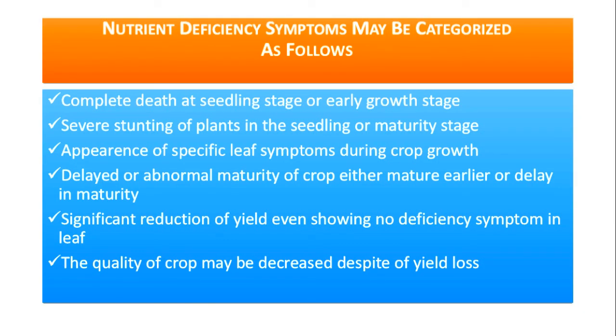Nutrient deficiency symptoms may be categorized as follows. Number one, complete death at seedling stage or early growth stage. Severe stunting of plants in the seedling or maturity stage. Appearance of specific leaf symptoms during crop growth. Delayed or abnormal maturity of crop, either maturing earlier or delay in maturity. Significant reduction of yield even showing no deficiency symptom in the leaf. The quality of the crop may be decreased despite yield loss.